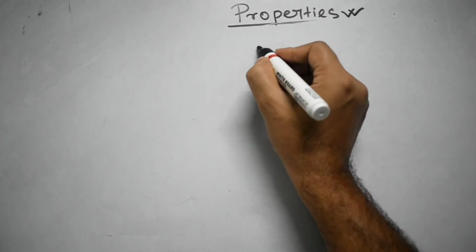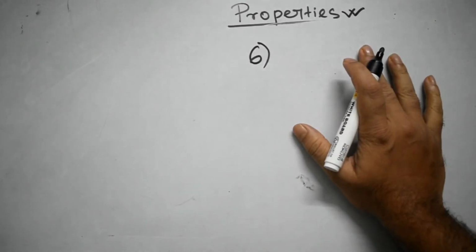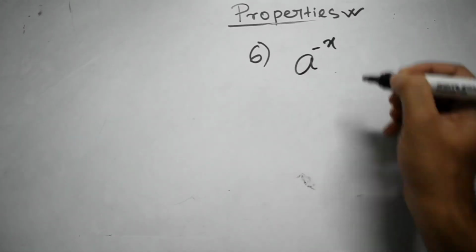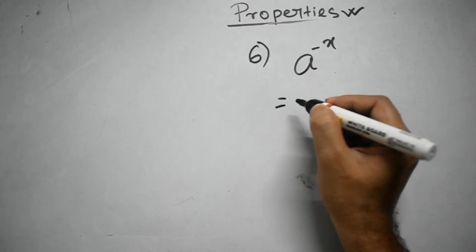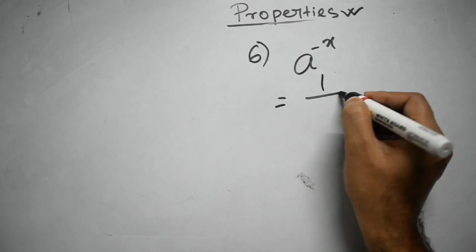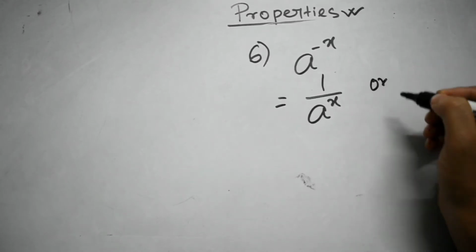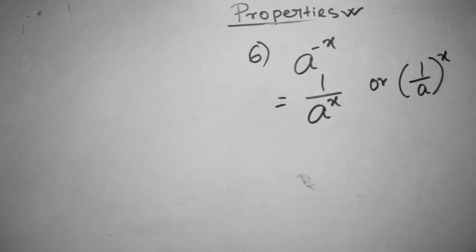Let's take our sixth example, which is, suppose we have a negative exponent, then what should you do? Negative exponent means, suppose we have a to the power minus x, then it becomes 1 by a to the power x. Or you can write 1 by a to the power x.